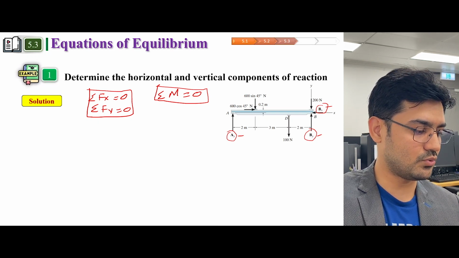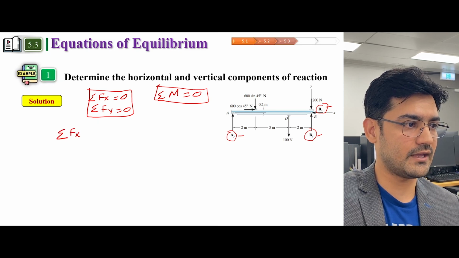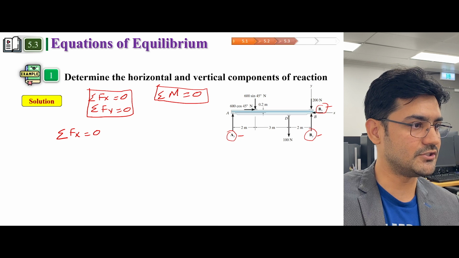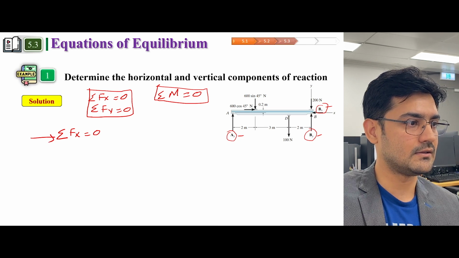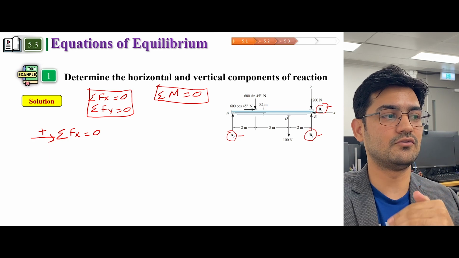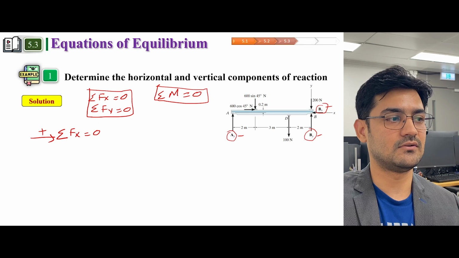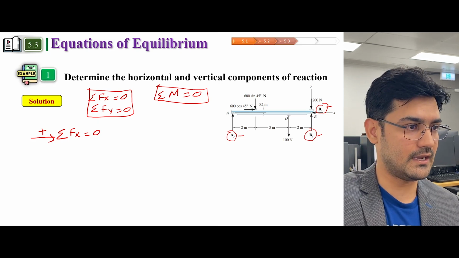So first, I will do the summation of Fx equal to 0. By convention, I am applying the rule that all the forces acting in the positive x direction are positive, and all the forces acting in the negative x direction, on the left side, are negative.